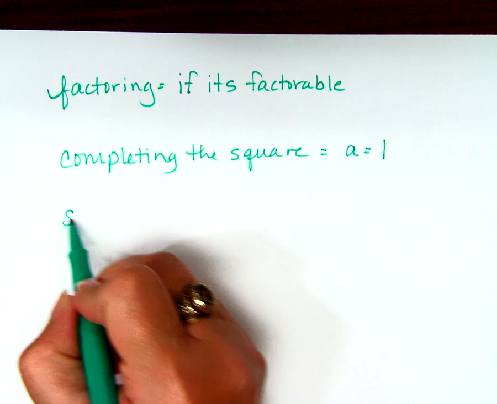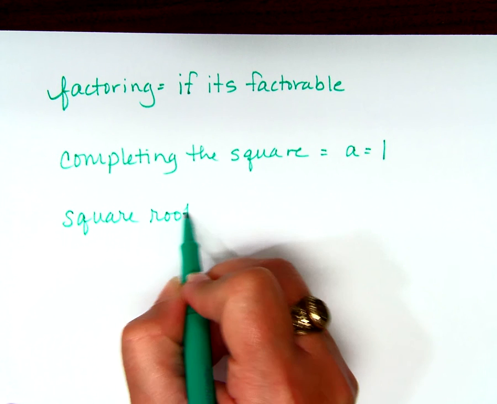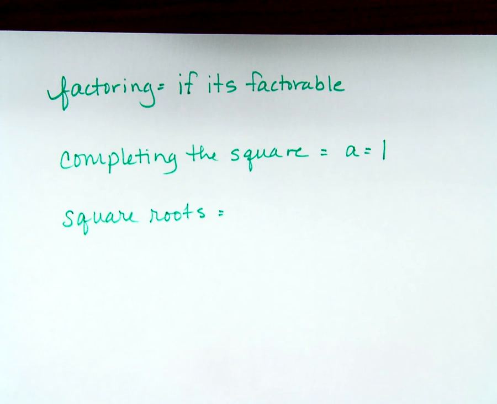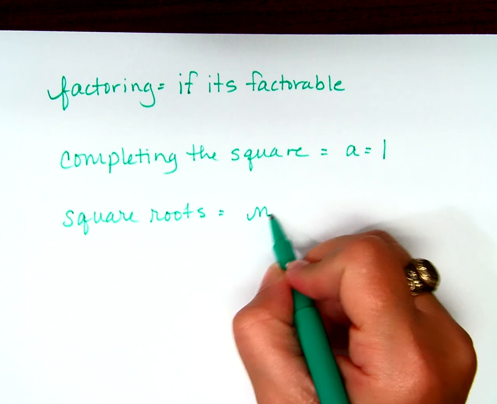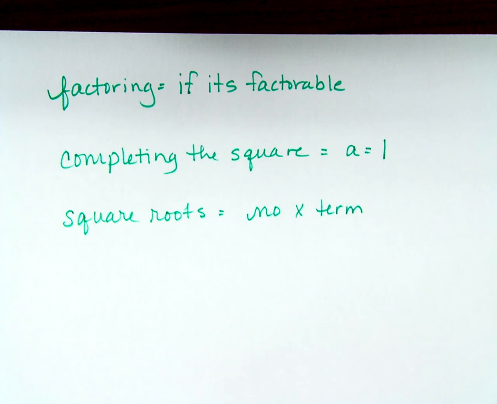When am I going to use square rooting? What makes it super easy to solve with square roots? If there's no x term, right? Like x squared equals 25. I don't want to use quadratic formula for that. I don't want to complete the square. I just want to square root both sides, right? There's no x term I have to deal with. Because then I can just square root both sides.